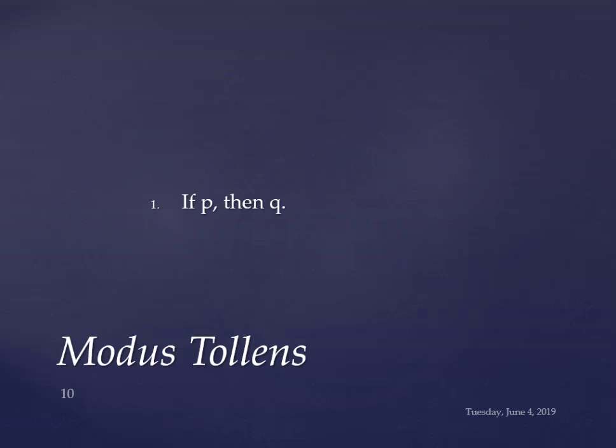But modus tollens is different. The second premise in modus tollens will say something like not Q. From this, you can conclude not P. So if P then Q, not Q, therefore not P. That is an argument form called modus tollens.